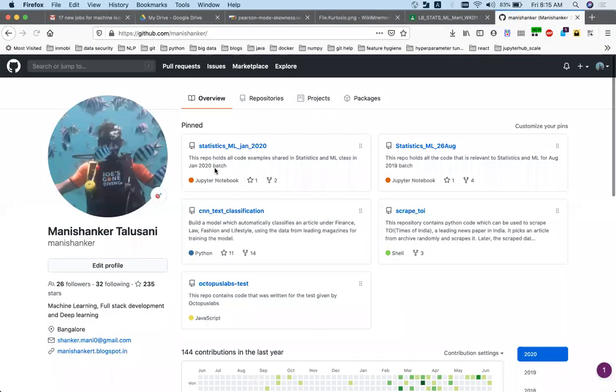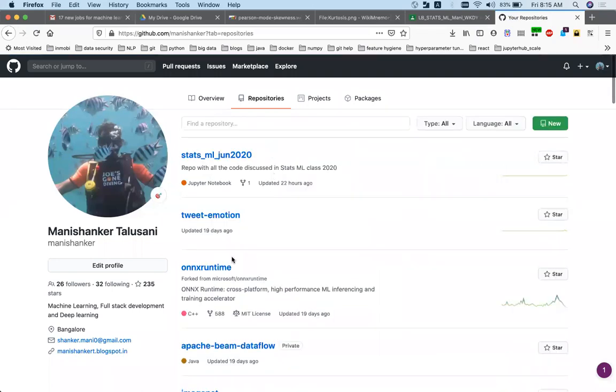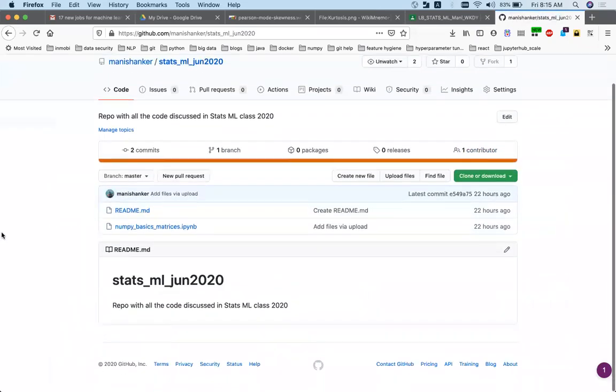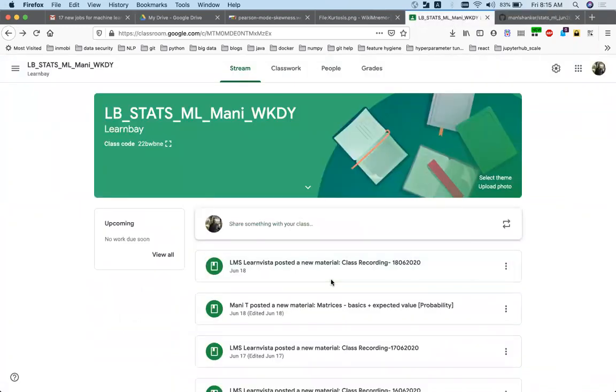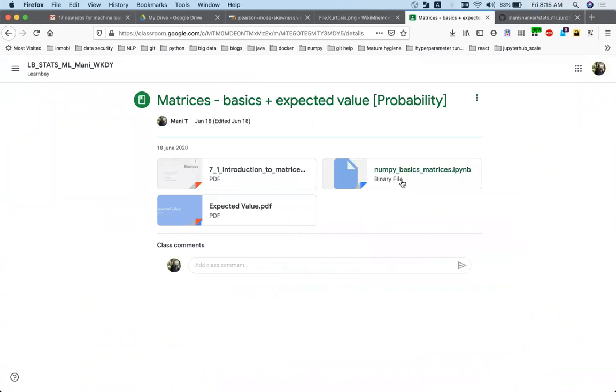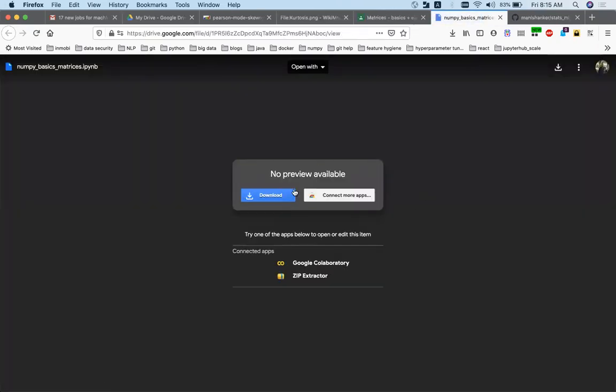So generally, if you are interested in the code that I discuss here, you can find it here. All the code that we discuss in the class will be uploaded here in one shot. Now, what is the use of this? For example, if I have to open the code here, I have to download it and open it in Google Jupyter Notebook and all that.